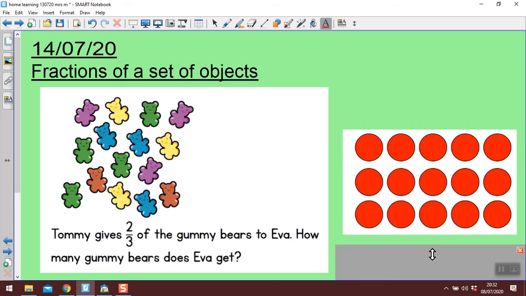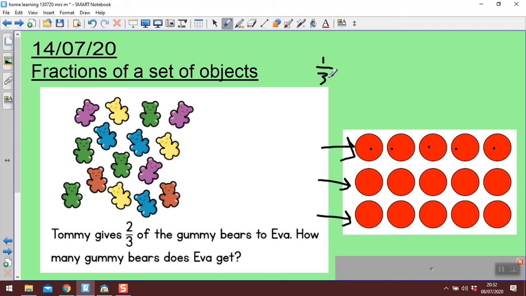So what you should have is something like this, where you've got 3 groups. This is one of my groups. This is 2 of my groups. And this is 3 of my groups. So how many counters are in one of your groups? It should be 5. So 1 out of the 3 groups has 5 counters in it.